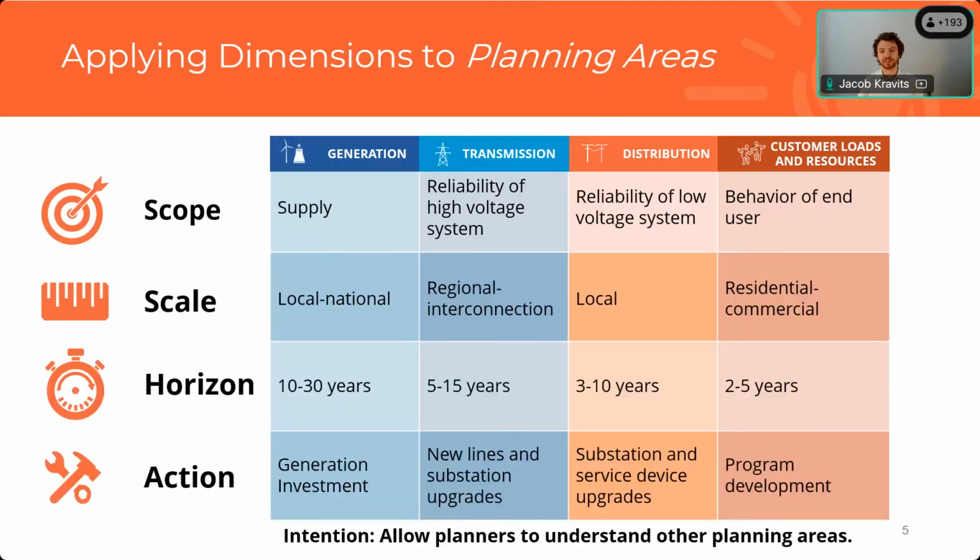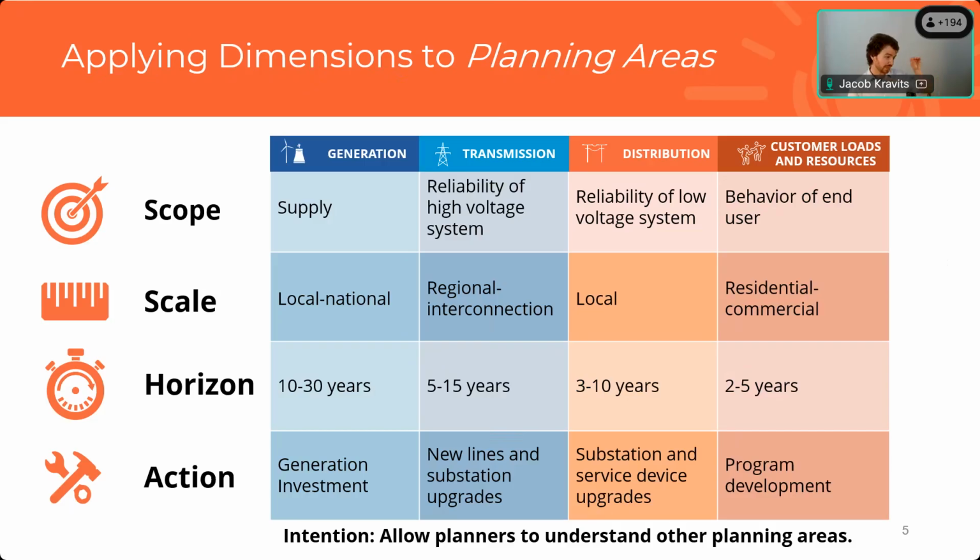So to facilitate that understanding, we use consistent dimensions, the consistent dimensions of scope, scale, horizon, and action. And we apply those 4 dimensions to the 4 planning areas that I just talked about. Now, it's not unique that we've defined the scope, scale, horizon, and action of generation planning. That's been well understood for decades. You can find that in textbooks. But what is unique and where there is value is that we're defining them in a single resource, right, and across consistent dimensions. And again, the intention there is to allow planners to understand their planning context.